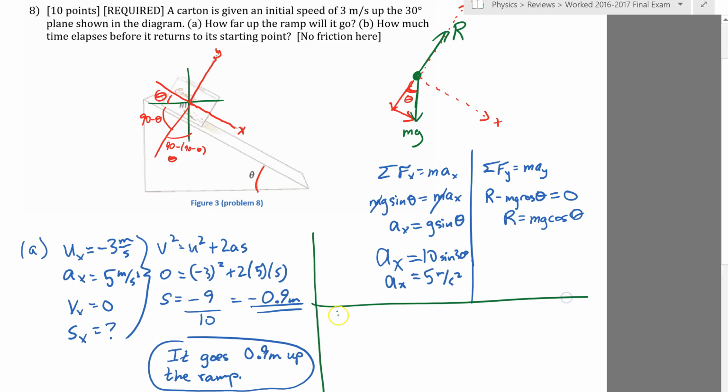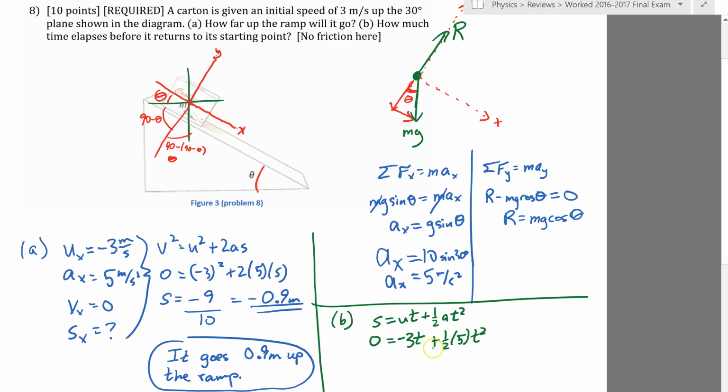And then B asks how much time elapses before it returns to its starting point. So there's a few different ways you could work this one. One quick way might be to use s equals ut plus 1/2 at squared, because if it returns to its starting point, that is a displacement of 0. And we know the initial velocity is, no, the initial velocity is negative 3. The acceleration is 5 times t squared.